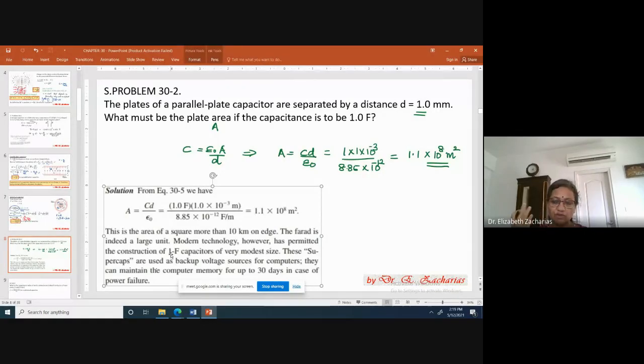Mostly they are used for memory, storing memory, and they are not your normal parallel plate capacitor. A normal parallel plate capacitor cannot have that kind of a value. If you look at a normal capacitor in a lab, it will look so small. So it cannot have 1 farad. So 1 farad is a supercap. The technology itself is different.